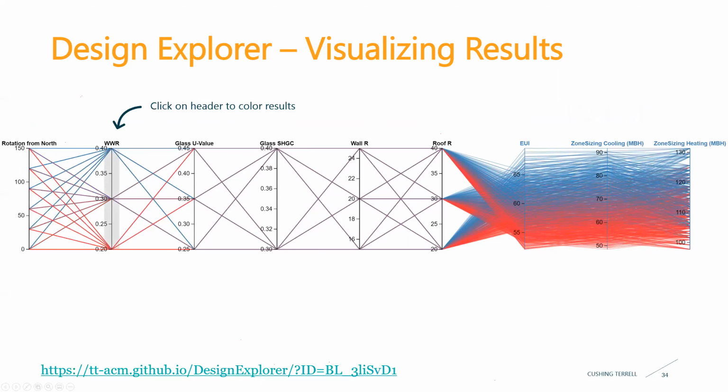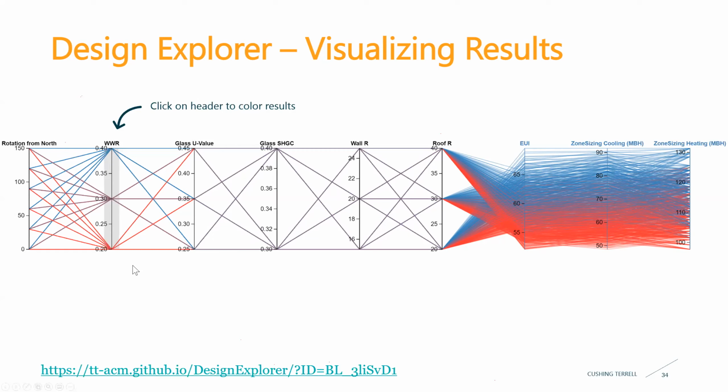But if we go to the next slide, you can see that I clicked on window to wall ratio as the header. So it's going to color the results by window to wall ratio, where all the simulations that had a window to wall ratio of 40% are blue. All the simulations where there was a window to wall ratio of 20% are red. And so you can see a stratification, as you'd expect. The window to wall ratio of 40% has a higher EUI because you've got more glazing.